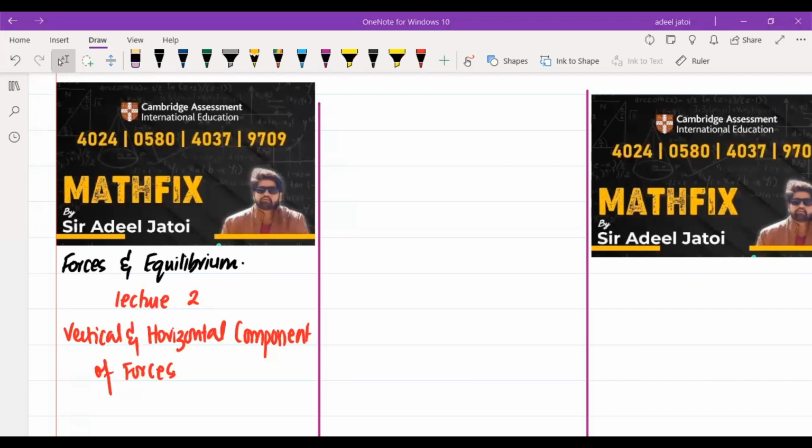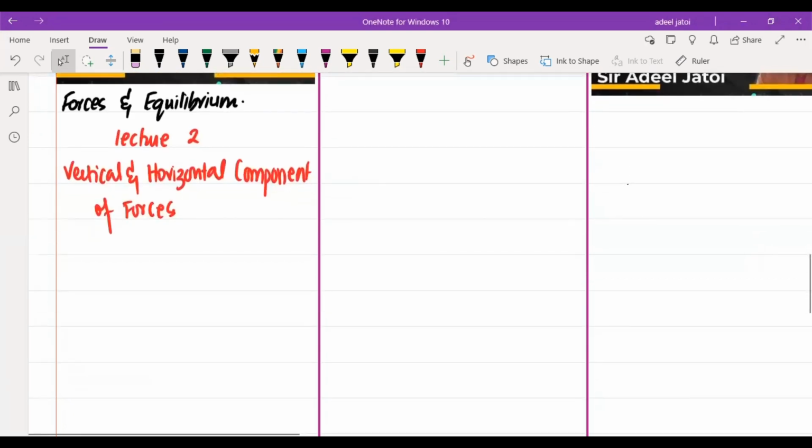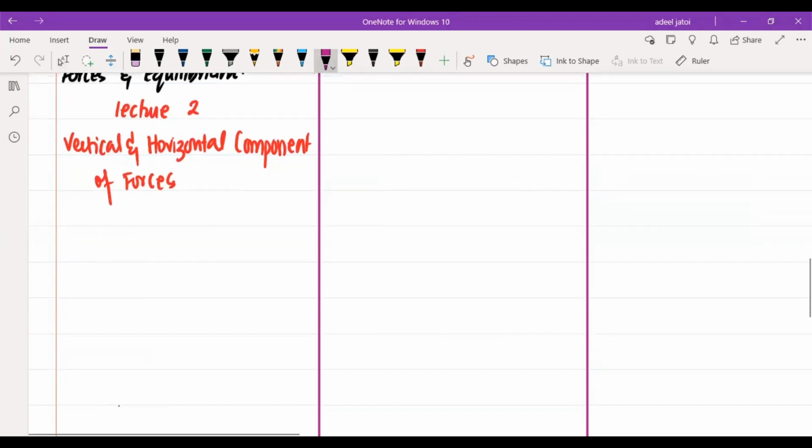So lecture 2, forces in equilibrium, vertical and horizontal component of forces. Let's just work upon the force acting towards, this is your normal force acting towards the diagonal side towards right. That means it's acting towards the east and the north. So this becomes your force, and here it becomes the angle.